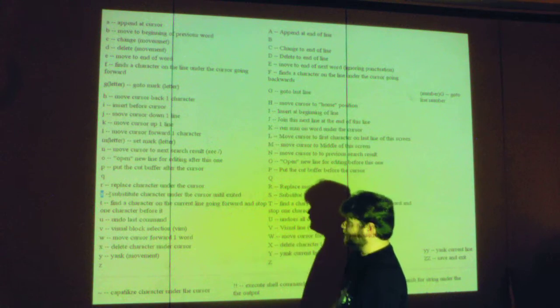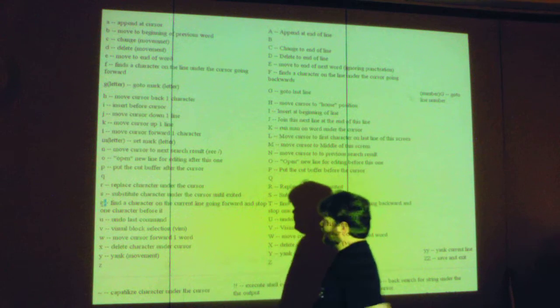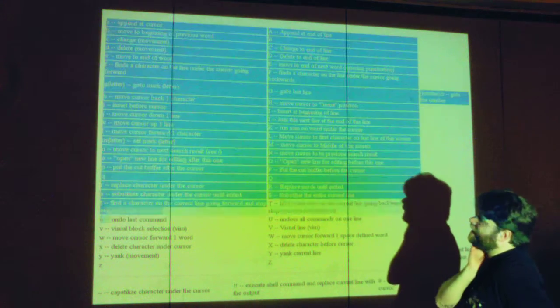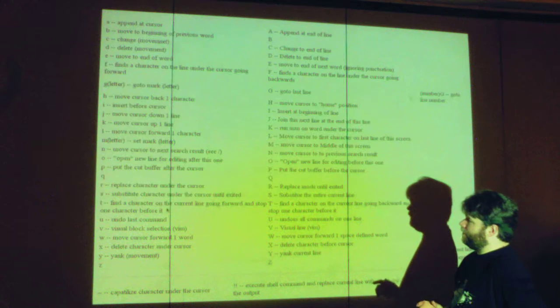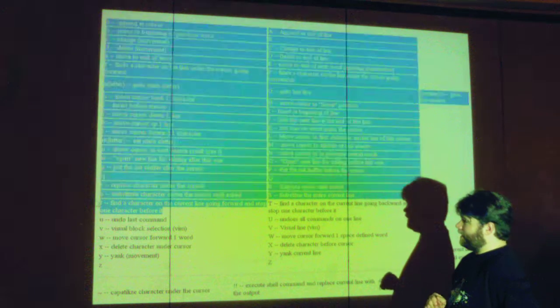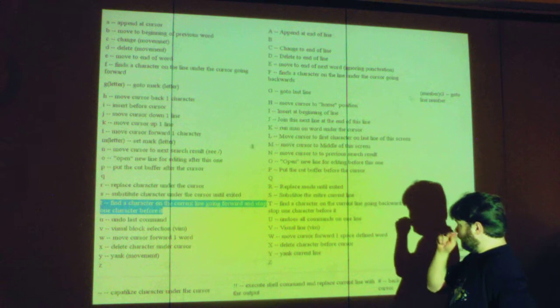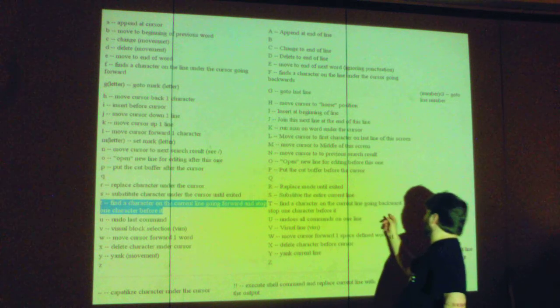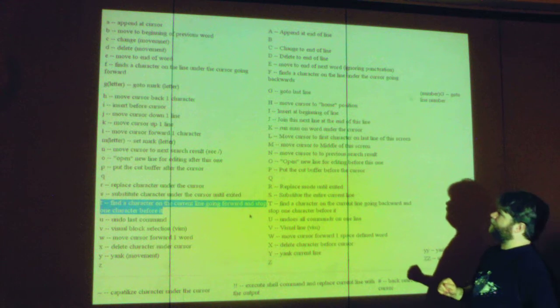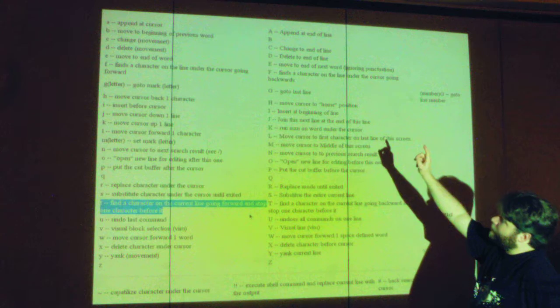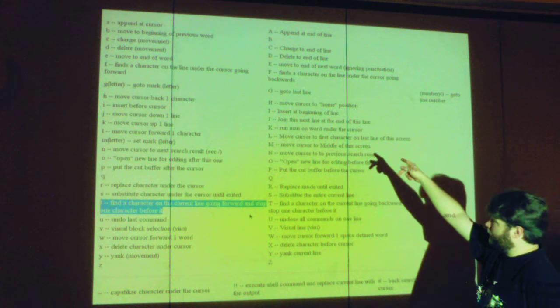Alright, so T. Okay, T is one that I wasn't familiar with. T apparently finds a character on the current line going forward and stops one character before it. And capital T finds a character on the current line going backward and stops one character before it. So that was very similar to f and F.